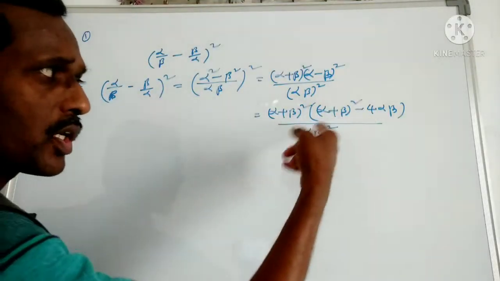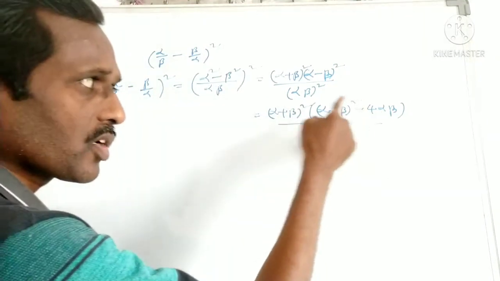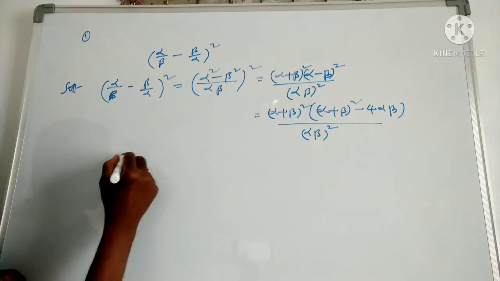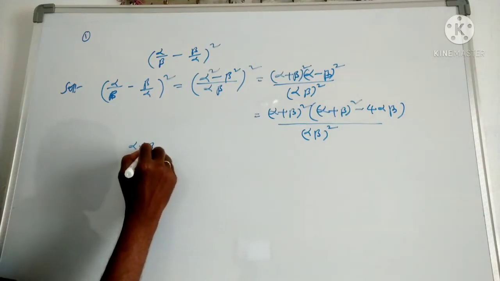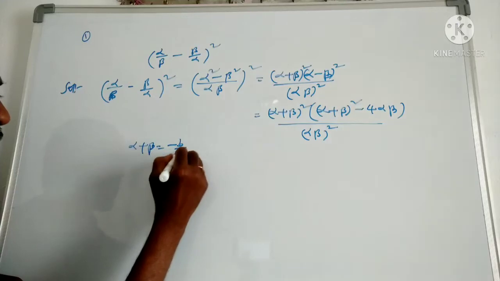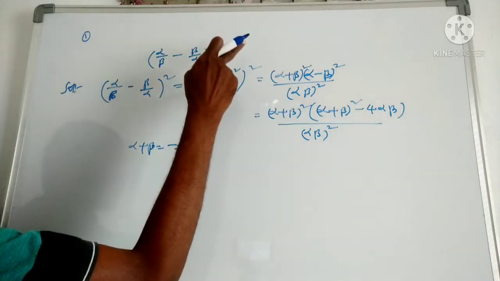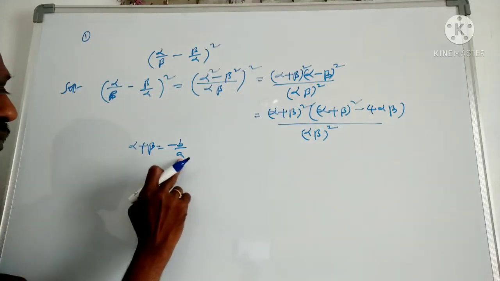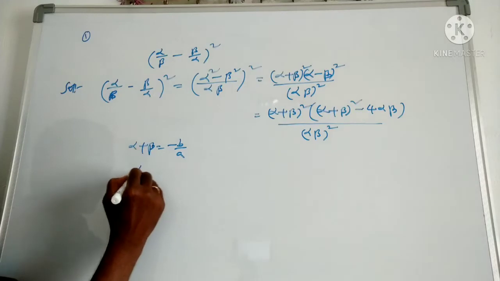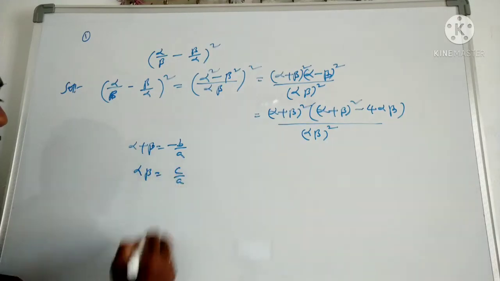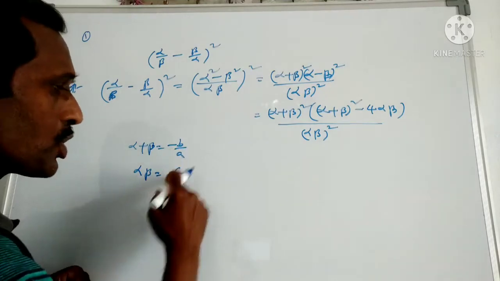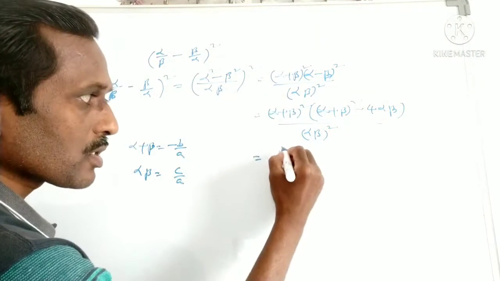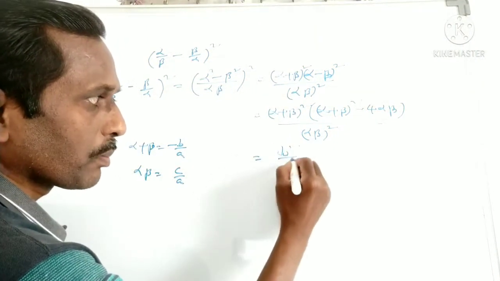Now we know the sum and product. The expression is totally in terms of sum and product. So what is the value of the sum? Alpha plus beta, from the given quadratic equation whose roots are alpha and beta, is minus b by a, and alpha beta is c by a. We already know that. Now substitute these values into this expression. So the square of the value becomes b square by a square.